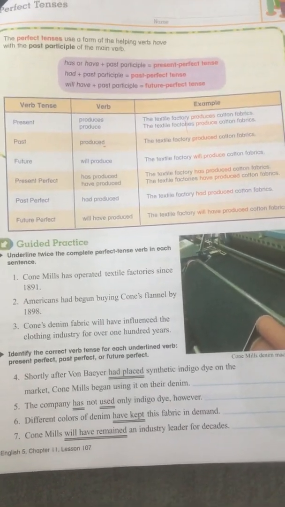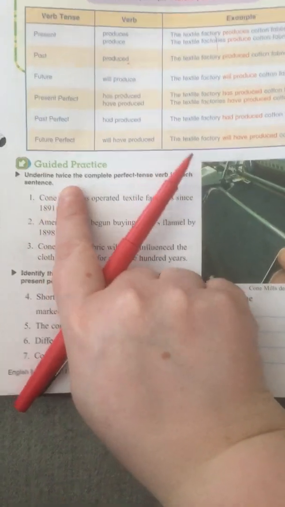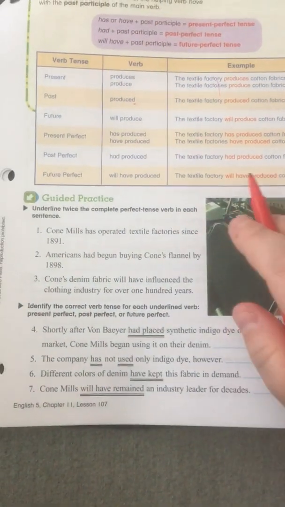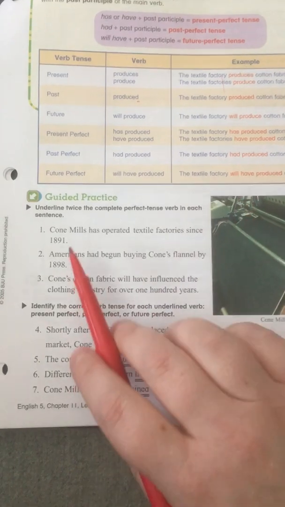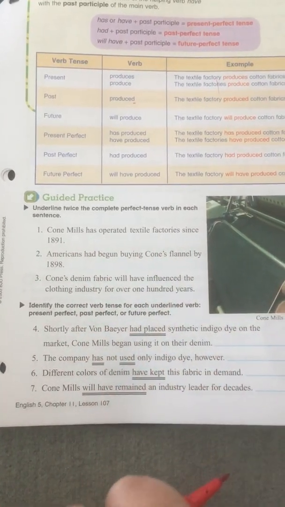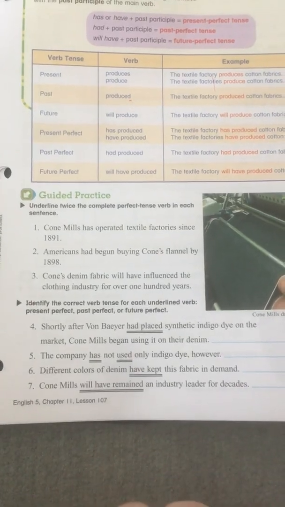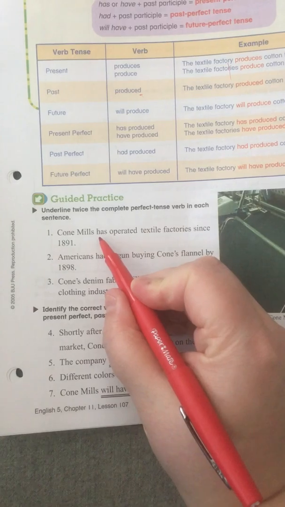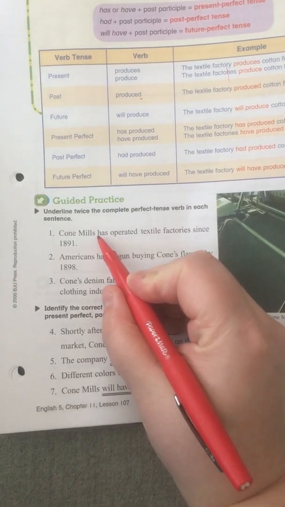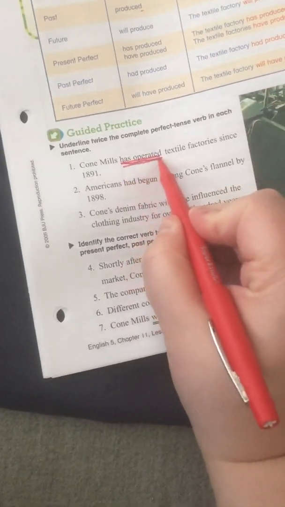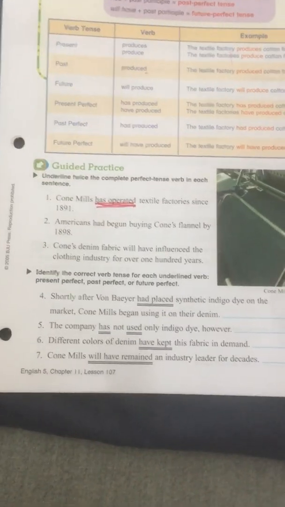In the first part, we're going to look for the perfect tense verbs. So let's look for our little key words. The first one says, Cone Mill has operated textile factory since 1891. Do you see our helping verb right there? Has, and then the past tense verb that goes with it. Has what? Has operated. I've got to turn this a little bit so I can do some straight lines. Try and make it nice and neat.